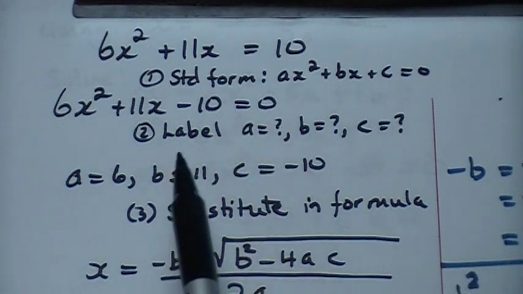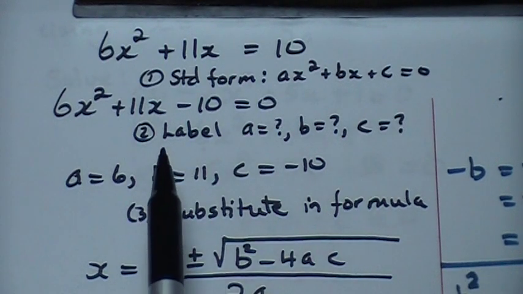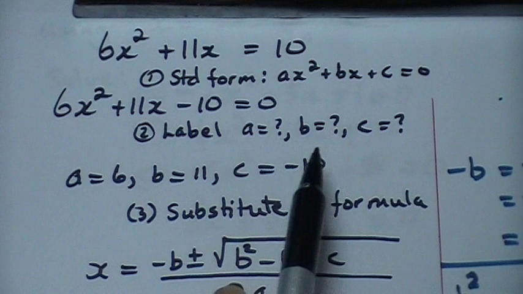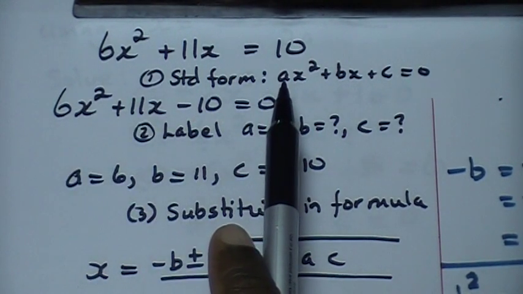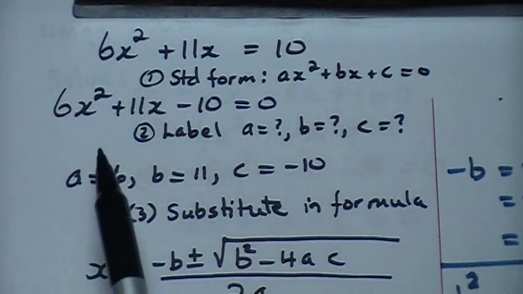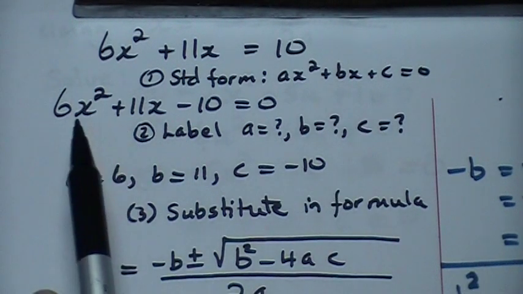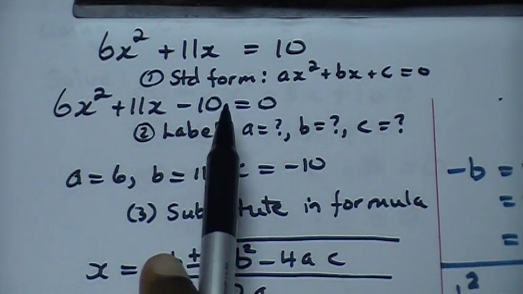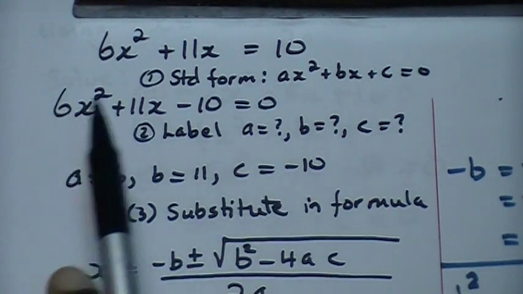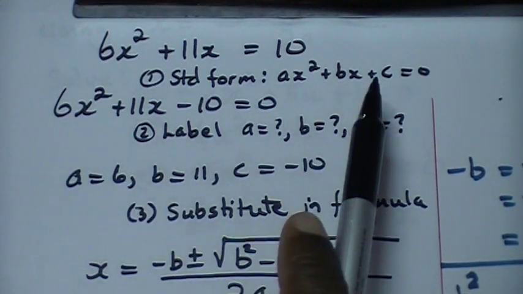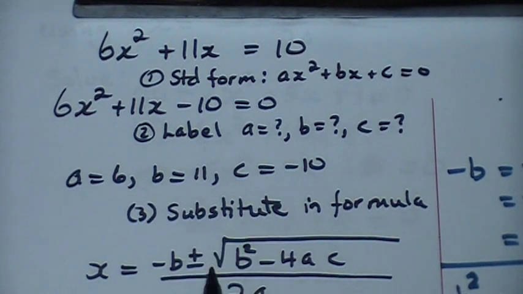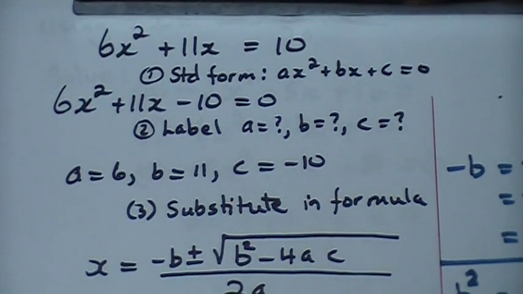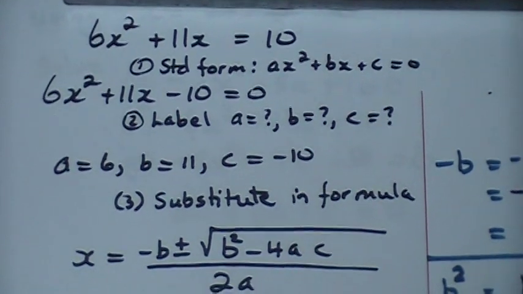10 equals 0. The second step into solving using the formula is labeling, finding out what the values of A, B, and C are. Now once it's in standard form, it's easy to identify that. So A will be equal to 6 in this case, B will be positive 11, and C will be negative 10. The next step, the third step, is to substitute into the formula. So let's look at that.